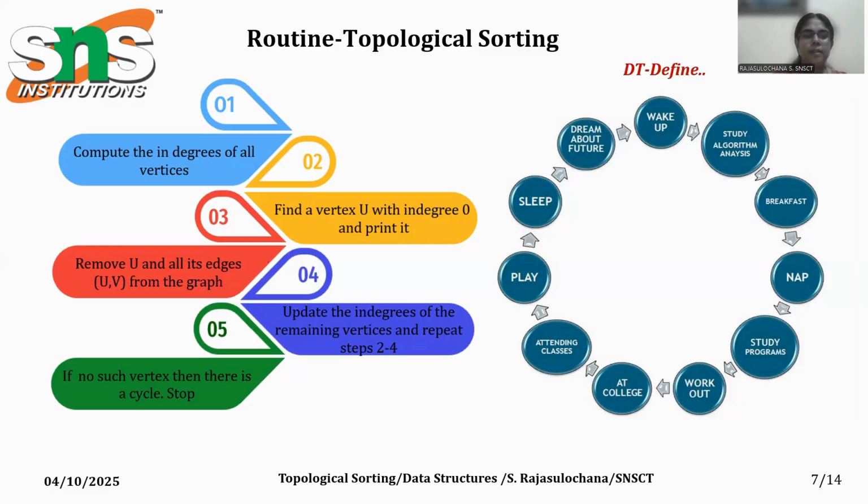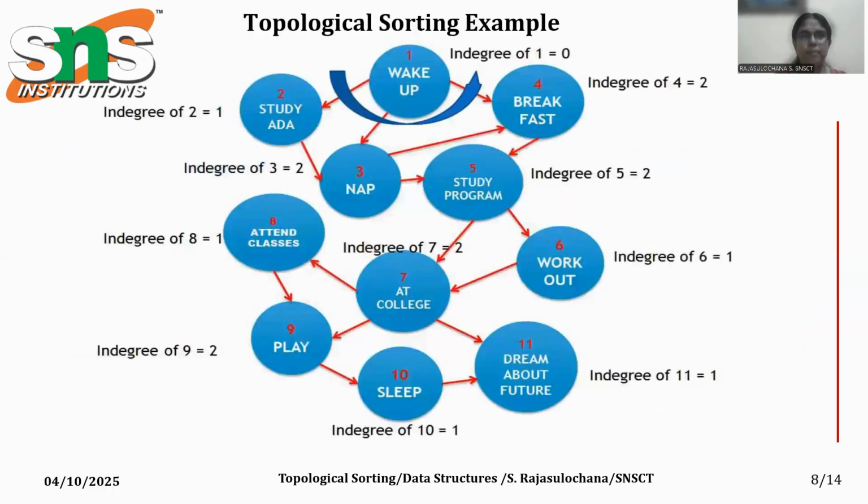Then remove that vertex and its outgoing edges from the graph. After removing that vertex and outgoing edges, update the in-degree for the remaining vertices and repeat steps 2, 3 and 4 again. At last, if all the vertices are removed, the final order will be the topological order for the given graph. If in a graph you do not find any vertex with an in-degree 0, it means the given graph has a cycle and topological ordering is not possible.